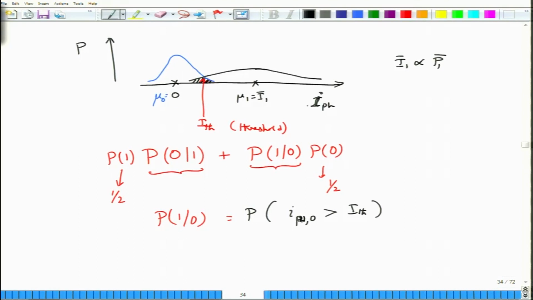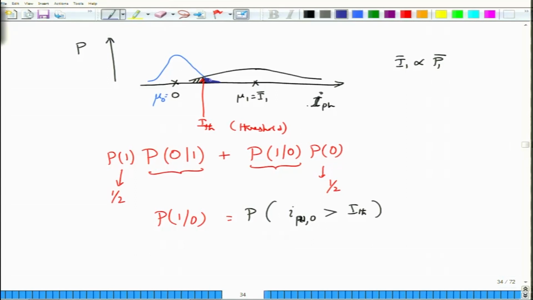If this current exceeds the threshold value, then you would be making an error, and this current will exceed the threshold, meaning you are actually looking at this dotted area. Okay. So, this area that you are looking at is the probability that your current IPD of 0 is actually exceeding the threshold value. Okay.